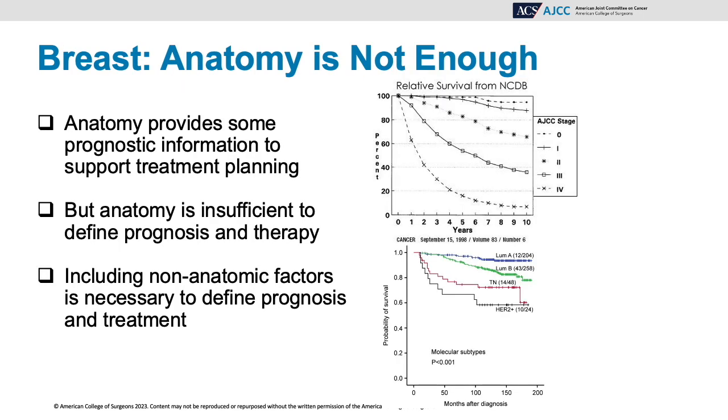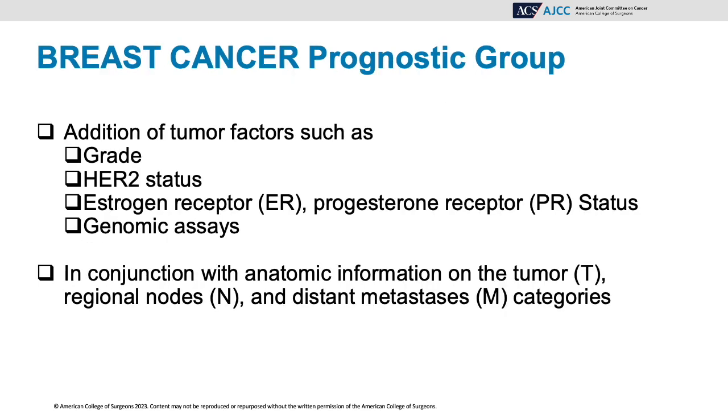Anatomy does provide some prognostic information to support planning, but it's insufficient for prognosis and therapy, so we must include non-anatomic features to define prognosis and treatment. Additional factors such as grade, HER2 status, hormone status, and genomic assays are now part of the prognostic group, and in conjunction with the anatomic information on the tumor, the nodes and metastases, they're incorporated into what's called a prognostic group.